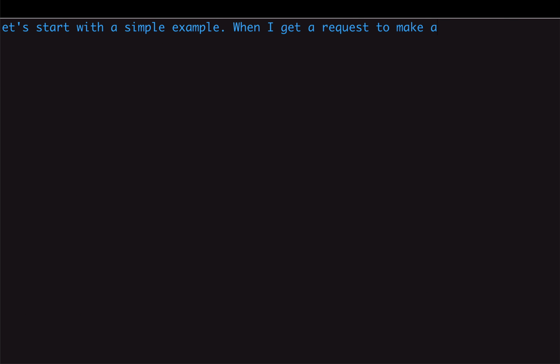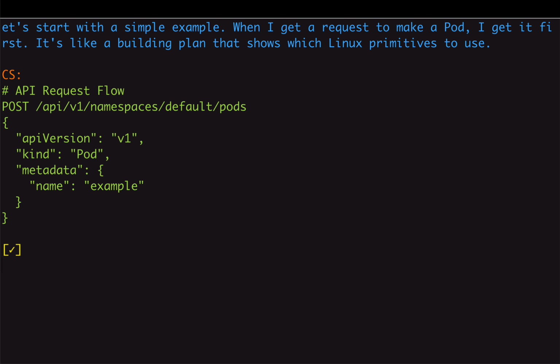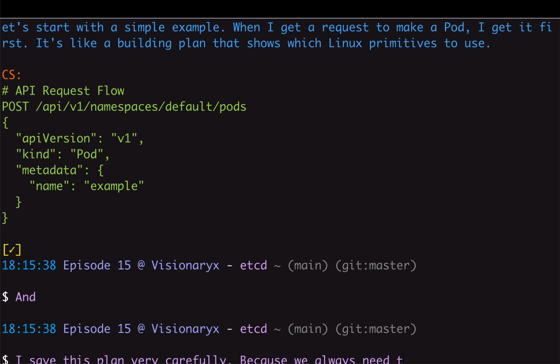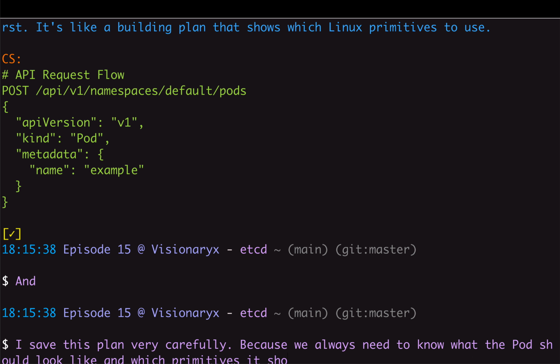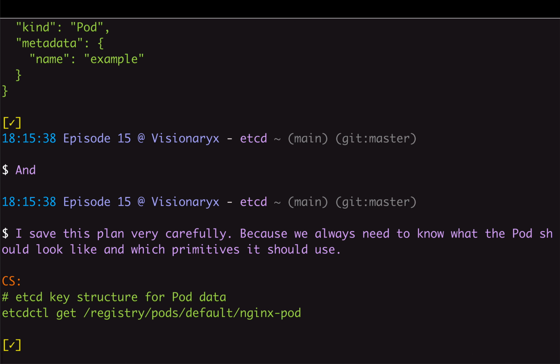Let's start with a simple example. When I get a request to make a pod, I get it first. It's like a building plan that shows which Linux primitives to use. And I save this plan very carefully, because we always need to know what the pod should look like and which primitives it should use.